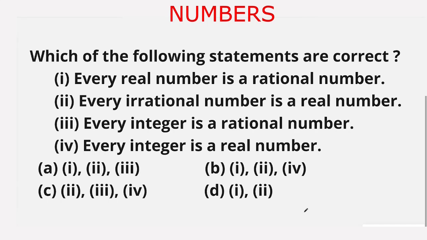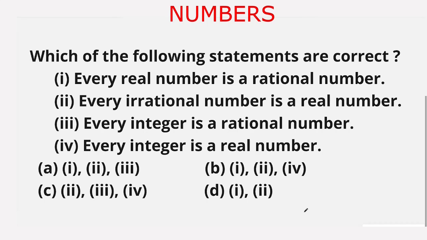Statement 1, every real number is a rational number. Real numbers consist of all rational numbers and irrational numbers. So irrational numbers are real numbers, but irrational numbers are not rational numbers. Therefore, the first statement is incorrect.